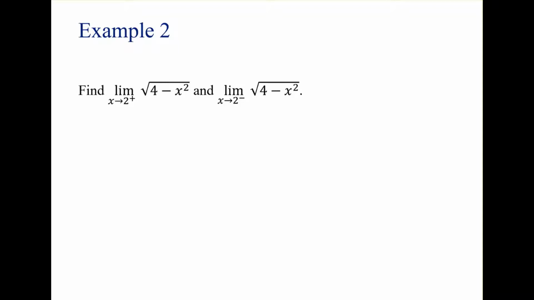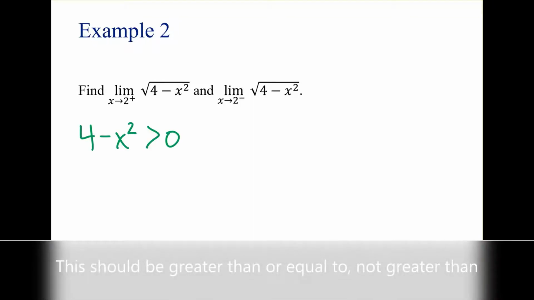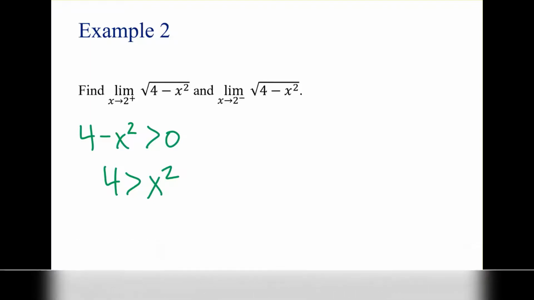So whenever you have an even square root, the expression under the square root has to be greater than or equal to 0. So now let's find which values the function is defined for. To solve this inequality, we can add x squared to both sides, and we get that 4 is greater than x squared. So now think about the numbers that we can square that are less than 4. These are going to be any number between -2 and 2.